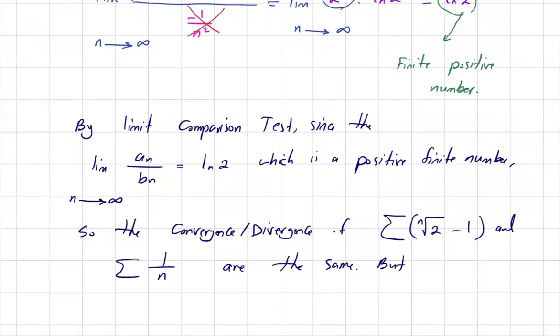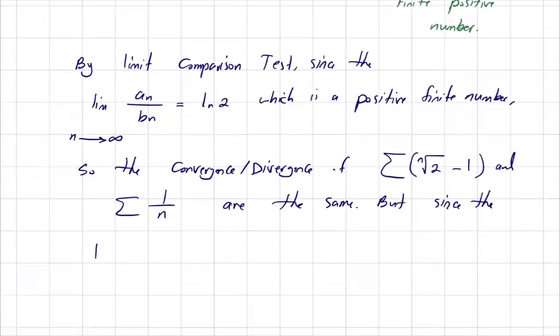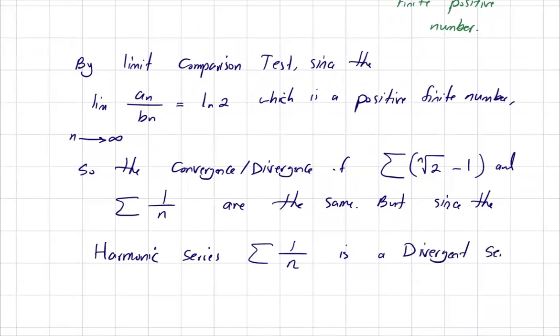But since the harmonic series, summation of 1 over n, is a divergent series, so is the summation of the nth root of 2 minus 1.